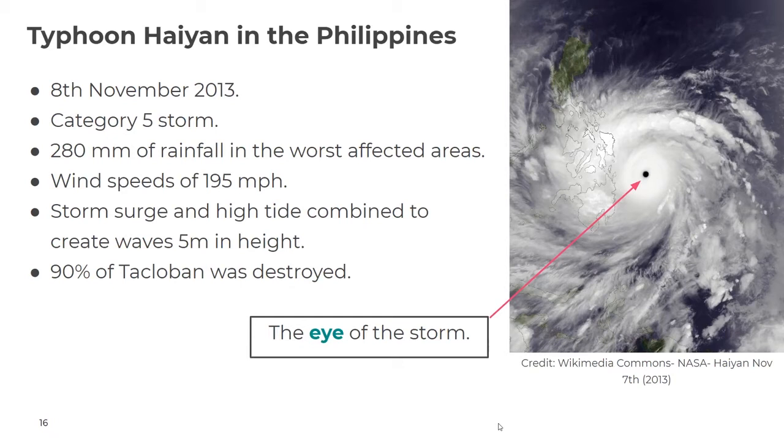So in some areas, there were over 280 millimetres of rainfall, and they were in the worst affected areas. There were wind speeds of over 195 miles per hour. There was also a storm surge that took place in the Philippines as well, which combined with the high tide to create waves of over 5 metres in height. So not only was this area dealing with high wind speeds and high amounts of rainfall, it also had a storm surge to contend with as well. 90% of Tacloban, the city mentioned earlier in the lesson, was destroyed. You can see a satellite image here of Typhoon Haiyan, and you can see the eye of the storm right in the centre.